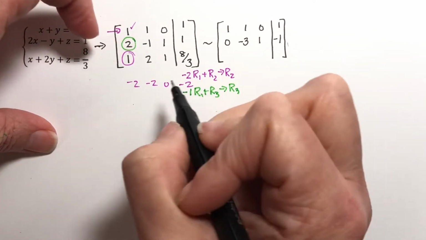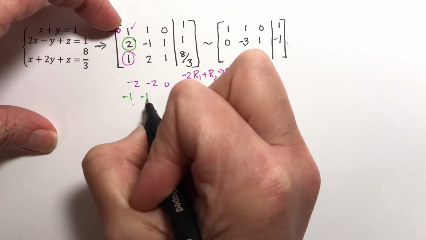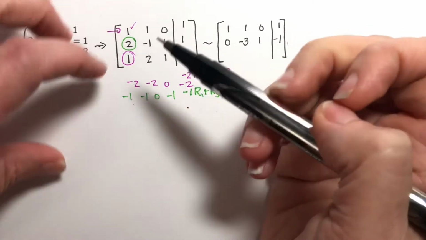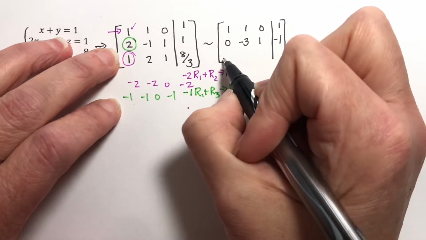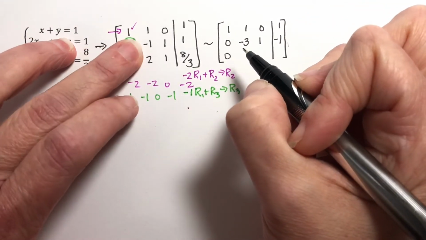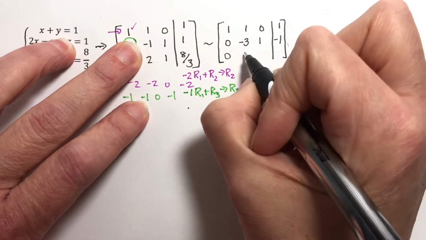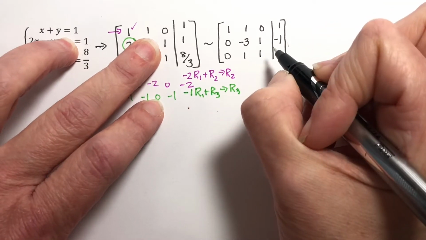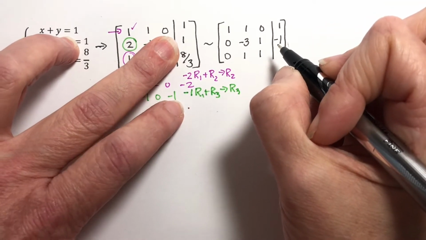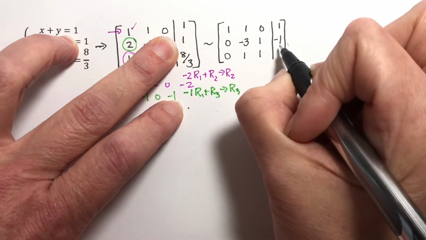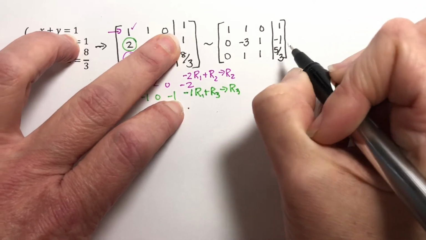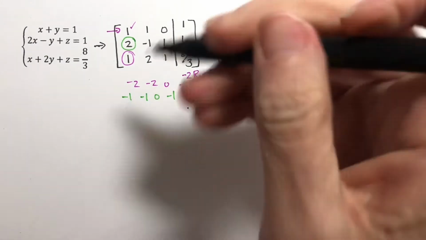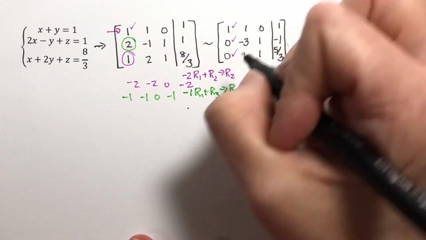-1 times row 1 would be -1, -1, 0, -1. Okay? So -1 plus 1 is 0. 2 minus 1 is 1. 1 plus 0 is 1. And then 8/3 minus 1 is going to be 5/3. Okay, so we have all of these correct.